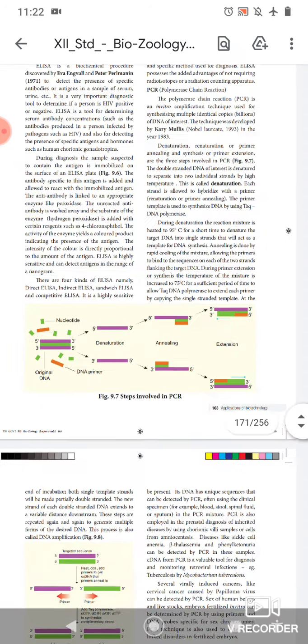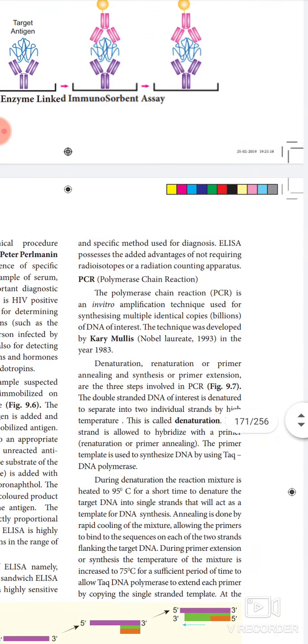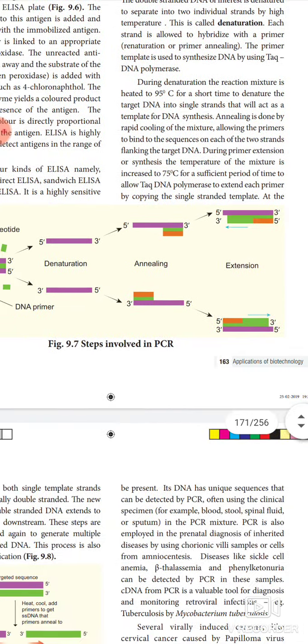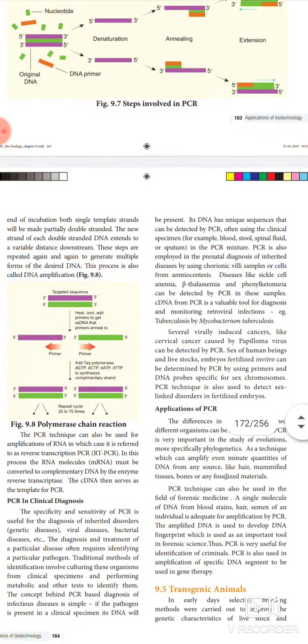So these three important steps are very important for the polymerase chain reaction. For example, if they ask about PCR, you can explain about these three steps and also explain with the help of this diagram. So that's all about the polymerase chain reaction.